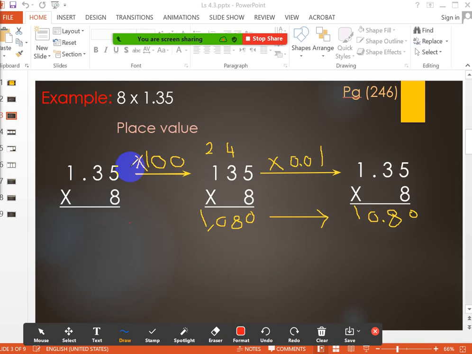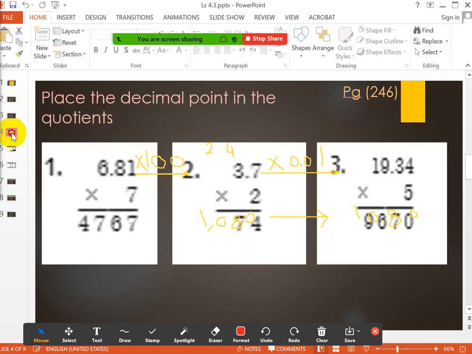If I told you find the multiplication by using partial product, that means you have to use it. If I told you use place value, that means you have to use it. But if I didn't mention anything, you can use anything you want. Now I will teach you how to find the answer by using regrouping. Okay, so I will use regrouping.